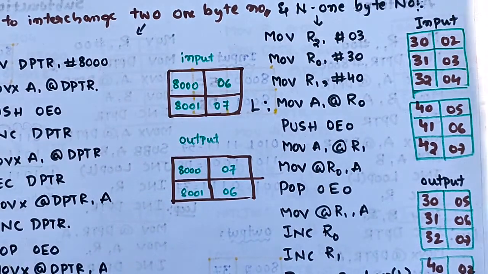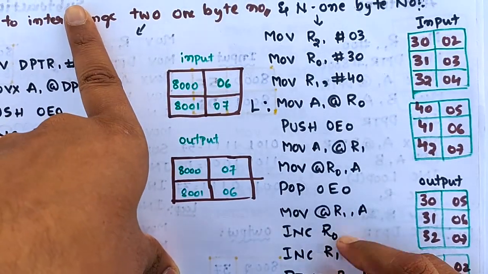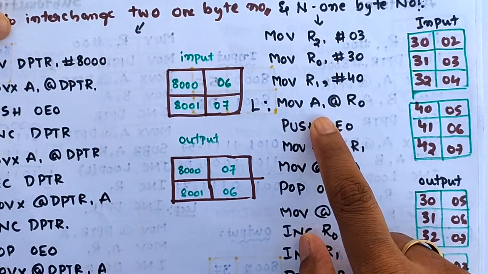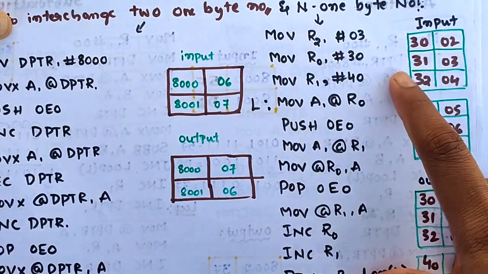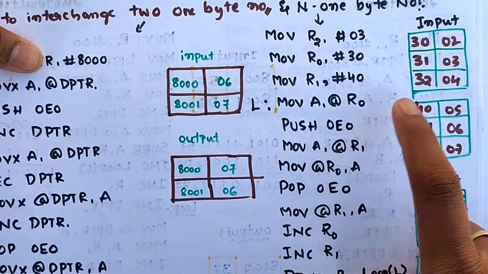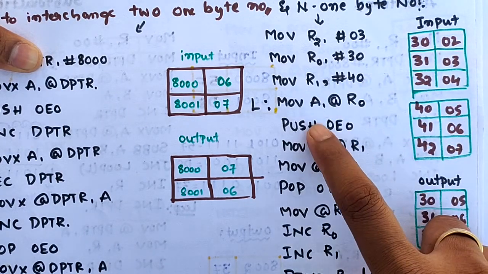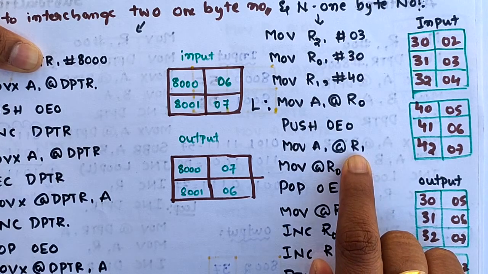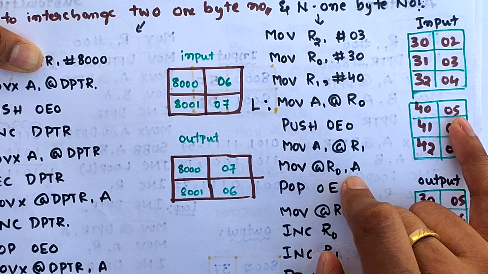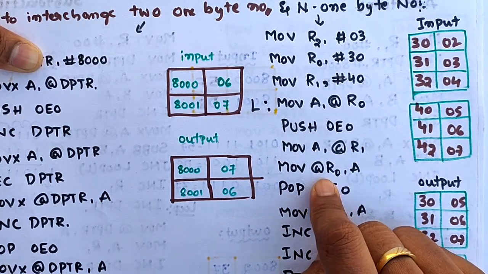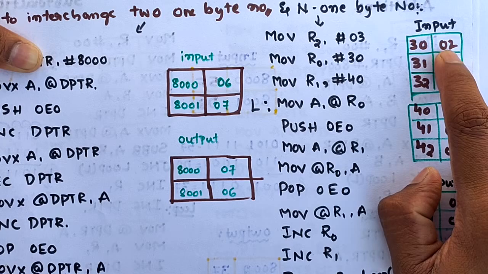So now transfer the content of R0 to the accumulator, therefore this 02 will go to the accumulator, and after that push instruction, I will store the information into the stack and move the content of R1 to the accumulator. So R1 pointer content will be moved to the accumulator. So after that the content of accumulator will transfer to R0. 05 will transfer to location 30.